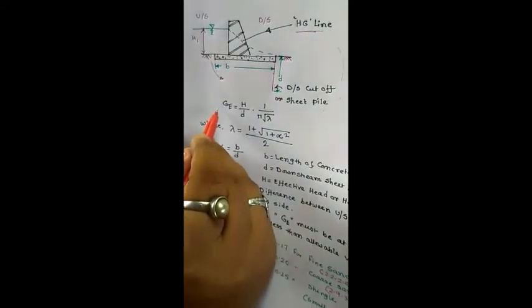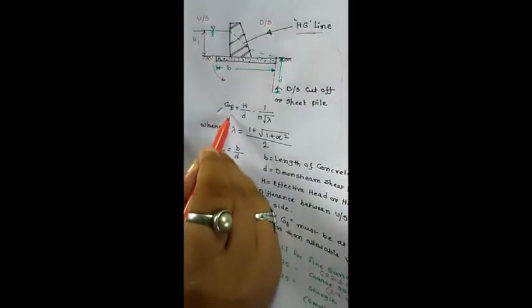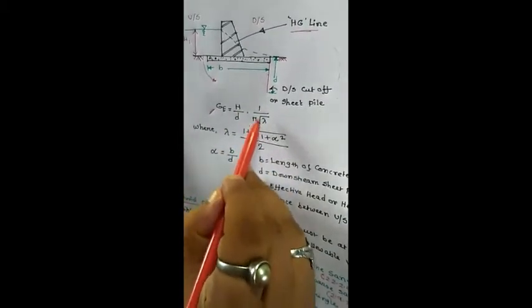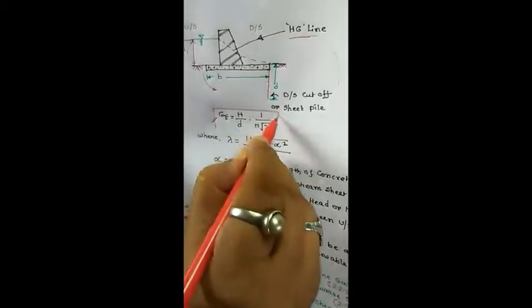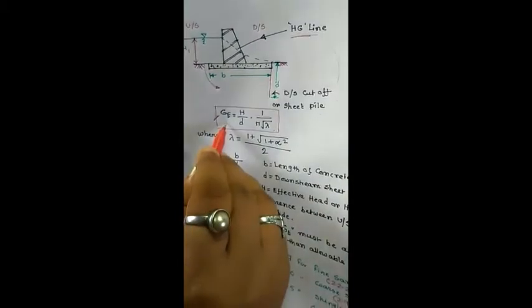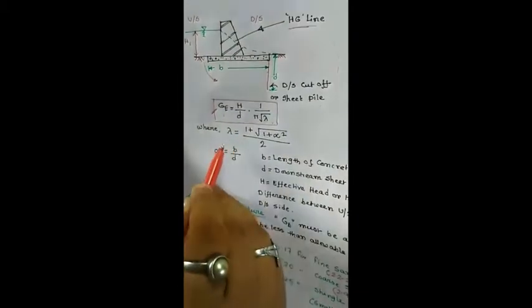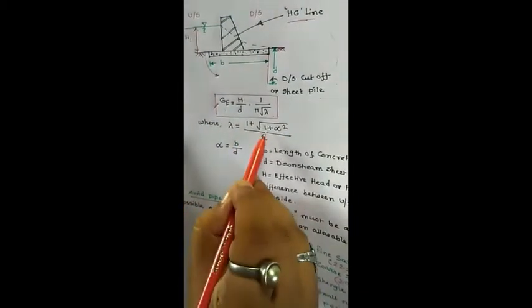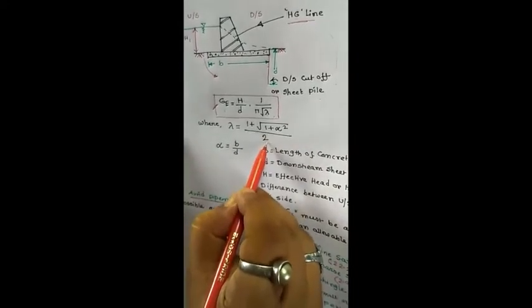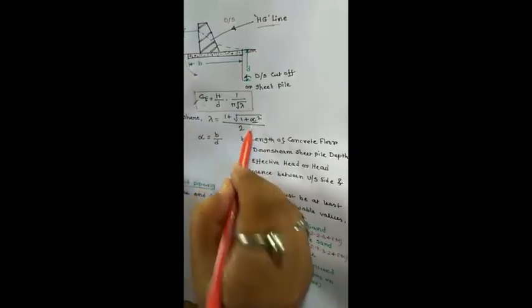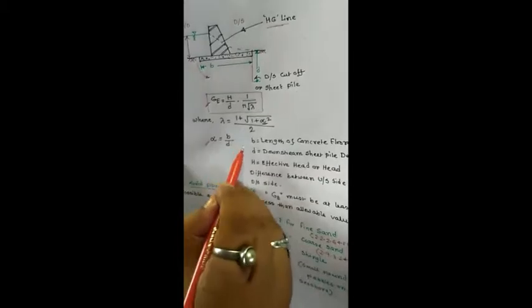Now the formula to calculate GE, that is the exit gradient, is capital H by small d into 1 by pi root over lambda. That is the formula to find out GE or Khosla's exit gradient, where lambda is unknown to you. Lambda means (1 plus root over of 1 plus alpha square) divided by 2, where alpha is an unknown parameter to you. Alpha means B by D, where B is equal to the length of the concrete floor.